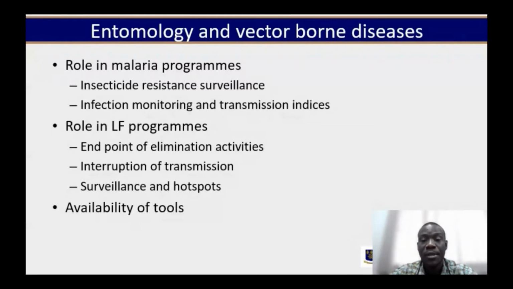For malaria, entomology plays a role in insecticide resistance monitoring, transmission, and infection surveillance. For LF programs, entomology is also important to inform if programs have reached the endpoint of NTD elimination and provide evidence that transmission is interrupted. Entomology is also instrumental in ascertaining hotspots in post-intervention or surveillance areas. Fortunately, we have many tools and practices to learn from and to optimize in order to efficiently meet the needs and challenges facing the NTD entomology community.